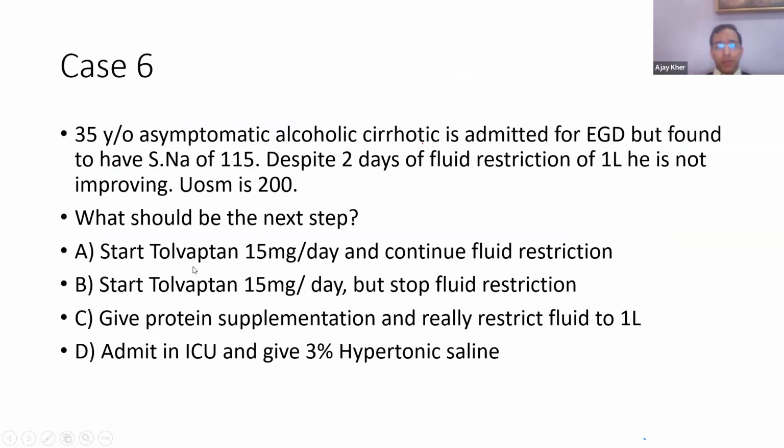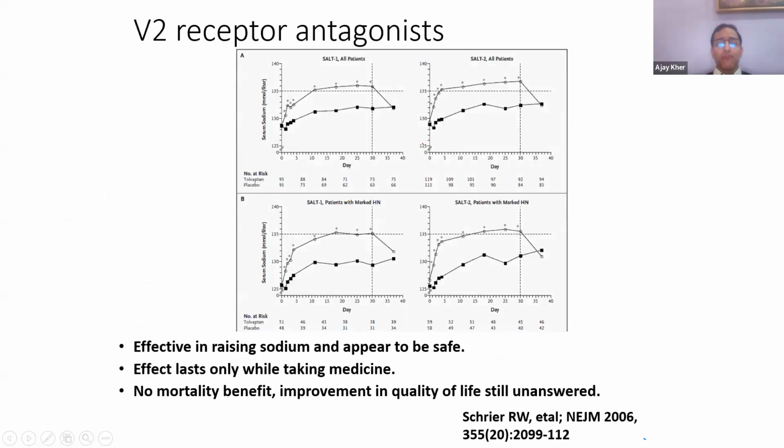Should we start tolvaptan and continue fluid restriction? Should we start tolvaptan but stop the fluid restriction? Should we give protein supplementation and really restrict his fluid to 1 liter? Or should we admit and give him 3% hypertonic saline? We'll go over a few of these and talk a little bit about tolvaptan.